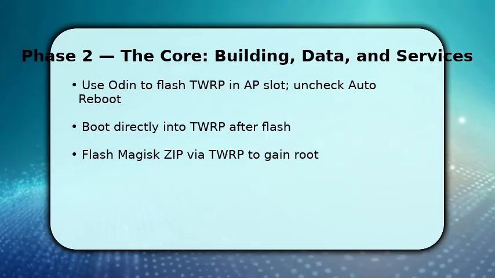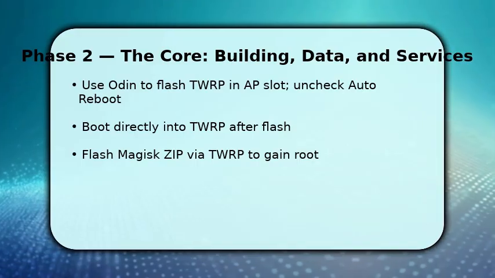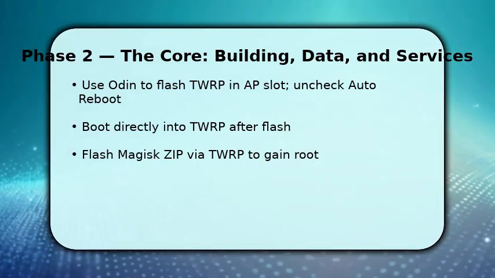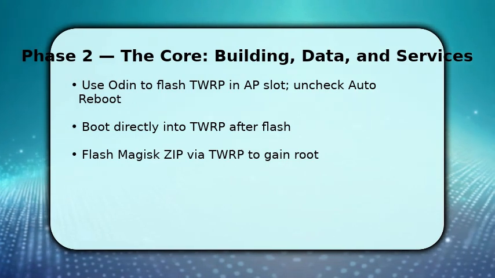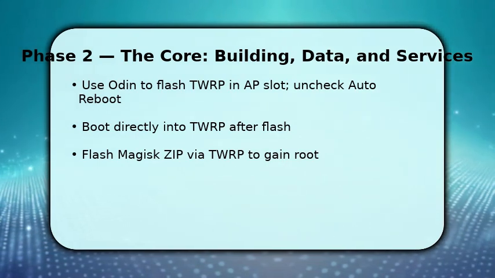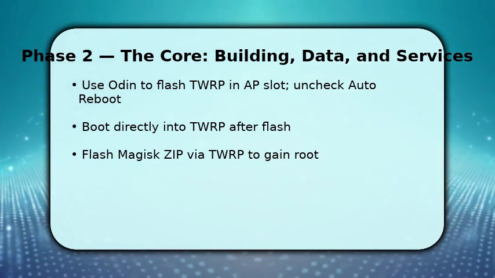In TWRP, format system/cache if required, then sideload or install the Magisk ZIP. Flashing Magisk modifies the boot image. That's how root is granted without tripping permanent changes to partitions.